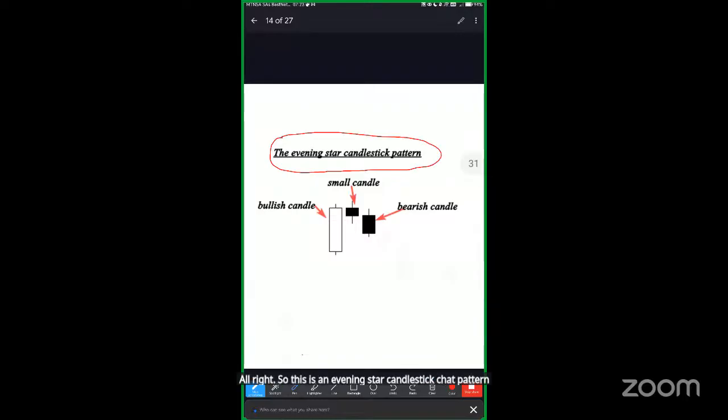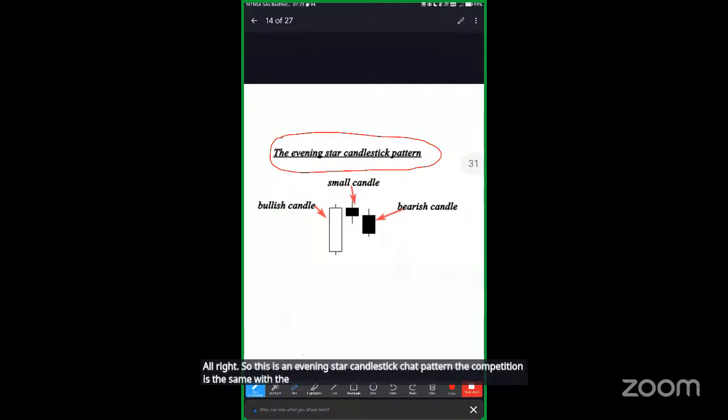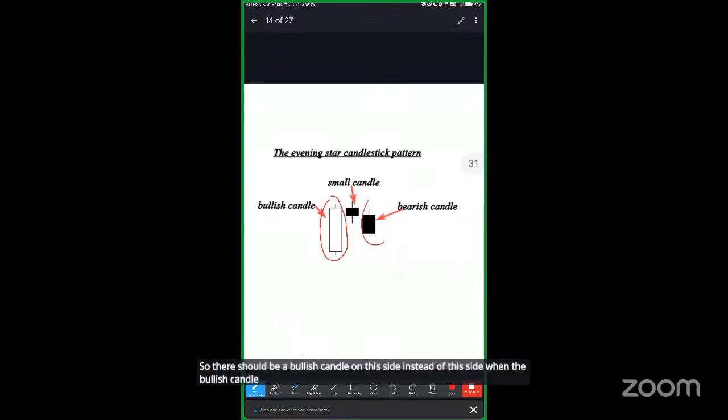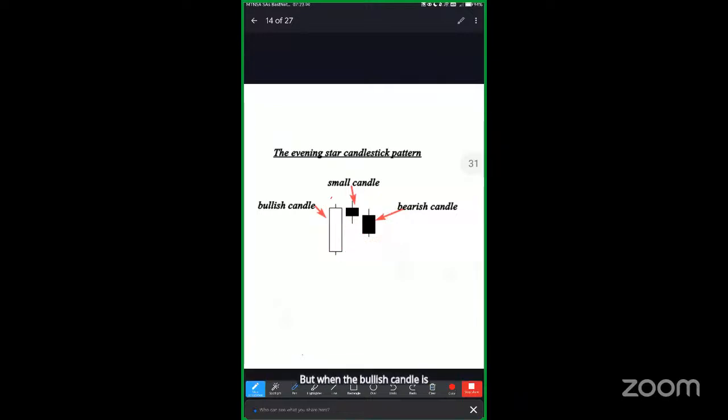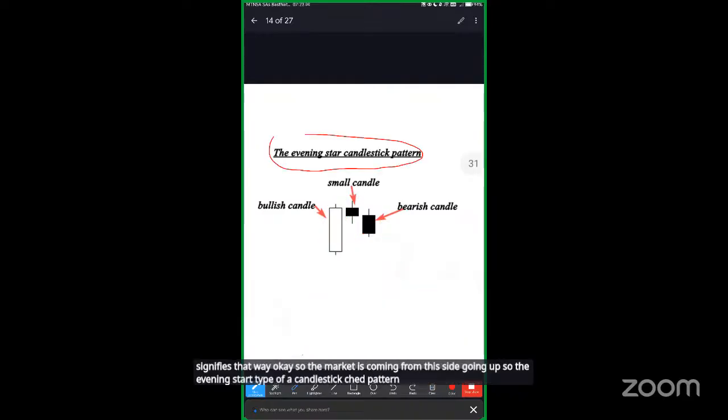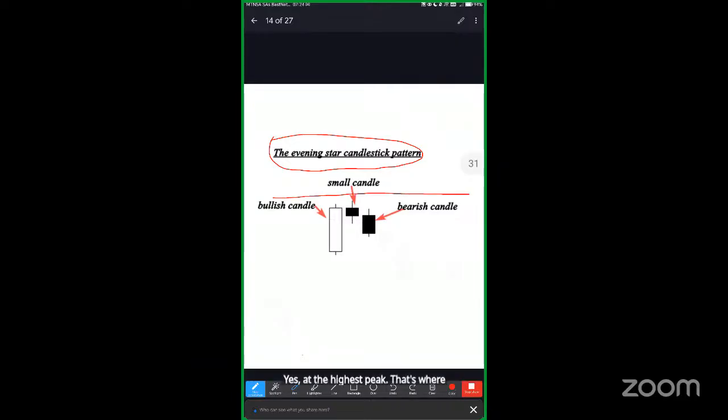The composition is the same as the morning star. It is just the flipping part of it. So there should be a bullish candle on this side instead of this side. When the bullish candle is on this side, it means it's morning. But when the bullish candle is on this side, it means it is evening. So the market is coming from this side going up. The evening star type of candlestick chart pattern is found at Kilimanjaro. Yes, at the highest peak.